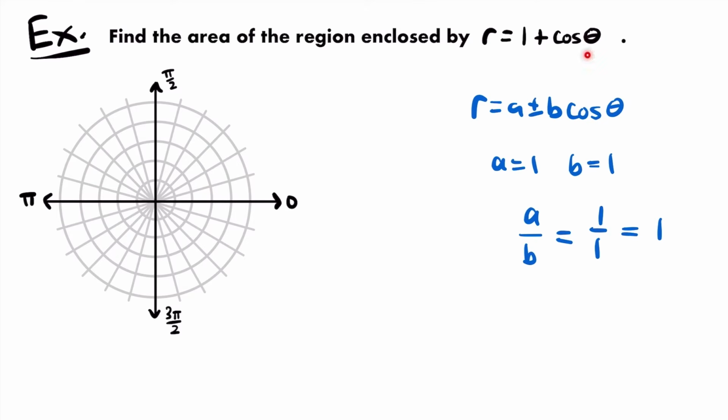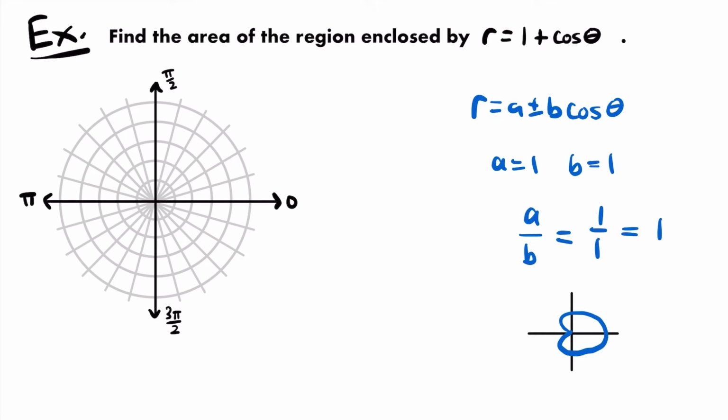Specifically, when you have the cosine function in this equation and not sine, your cardioid will be shaped like this. You'll have a cardioid, or a heart, that is oriented in this direction. That's the basic idea of what this graph is going to look like, but let's sketch it a little bit more accurately in this polar coordinate system here.